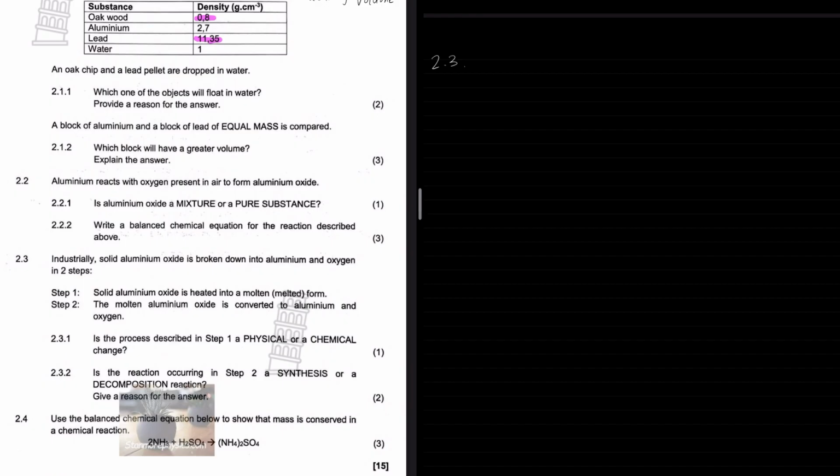2.3.1: Is the process described in step 1 a physical or chemical change? So 2.3.1 is a physical change, because it's the same aluminium oxide, but it's just in a different form. So before it was Al2O3, but it was a solid, and now it's Al2O3, but it is molten, or melted, a liquid form.